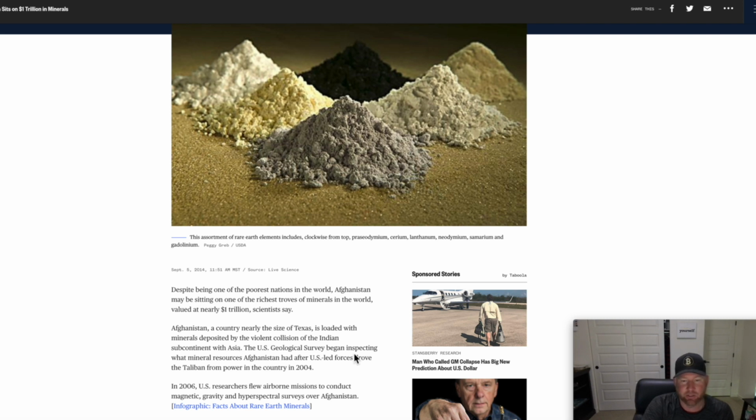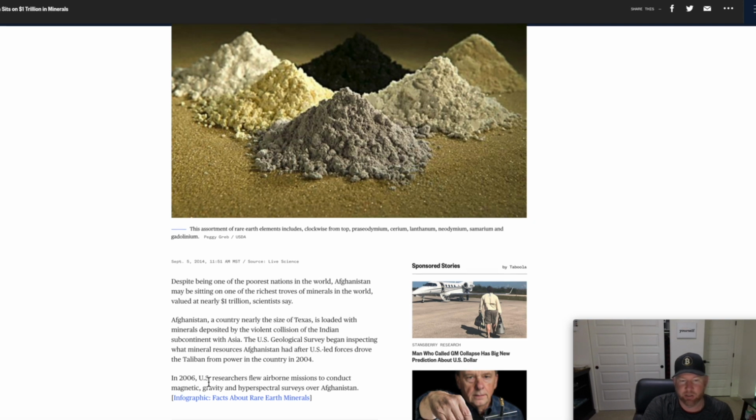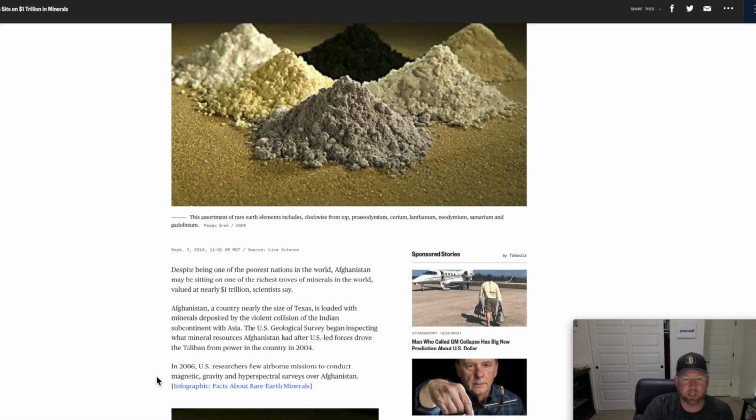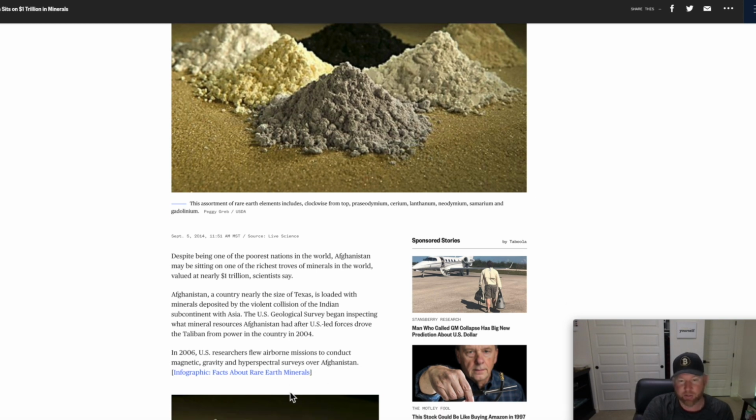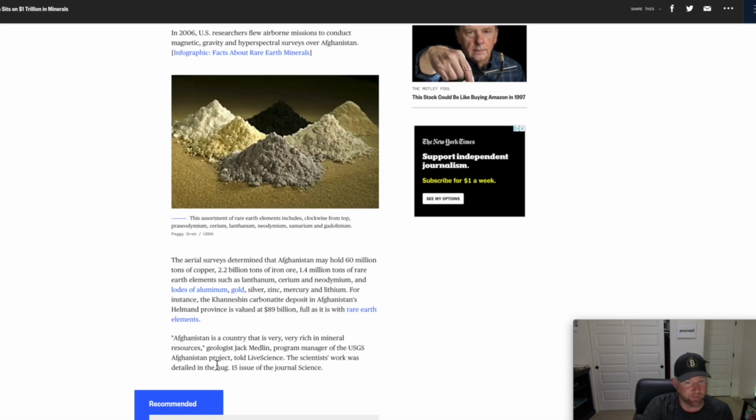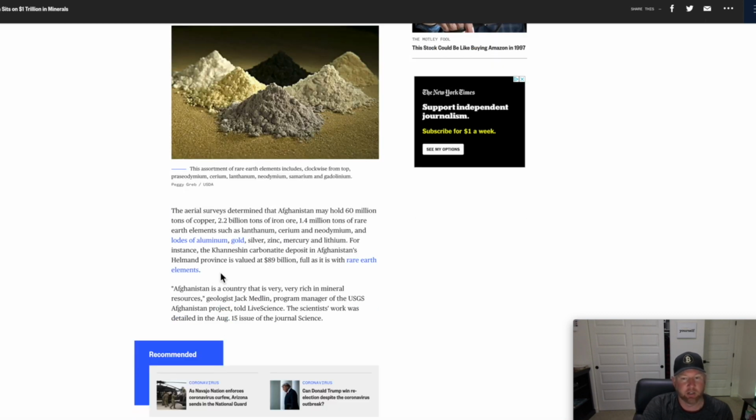The U.S. Geological Survey began inspecting what mineral resources Afghanistan had after U.S.-led forces drove the Taliban from power in the country in 2004. In 2006, U.S. researchers flew airborne missions to conduct magnetic gravity and hyperspectral surveys over Afghanistan. So Afghanistan has a lot of minerals and deposits of metals that the world would want.